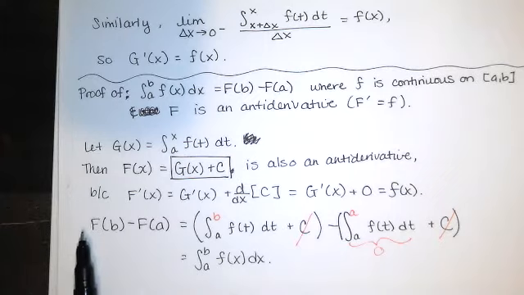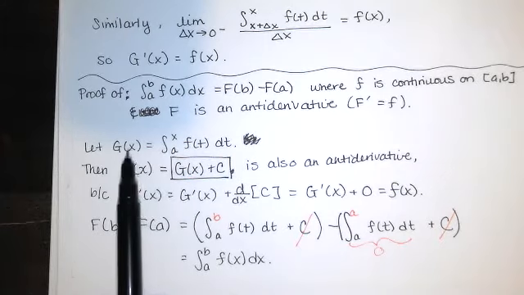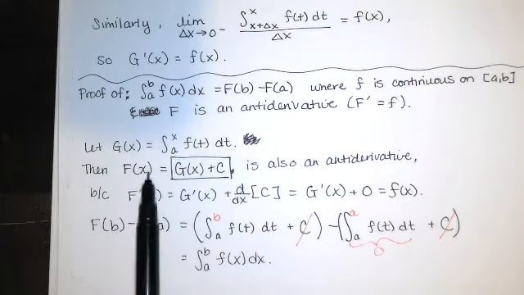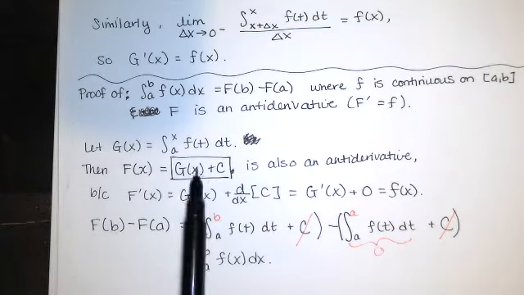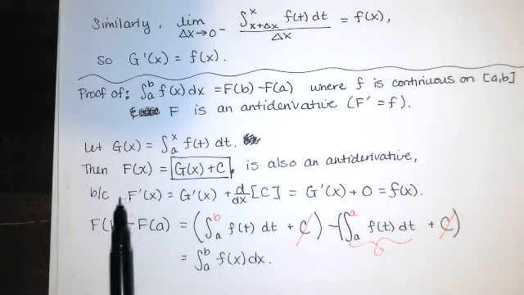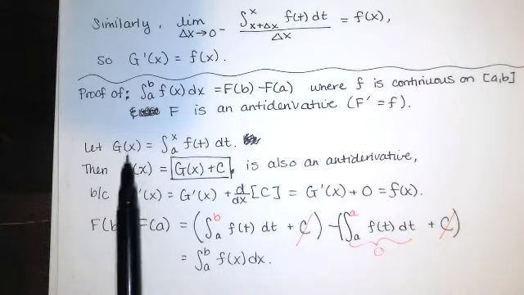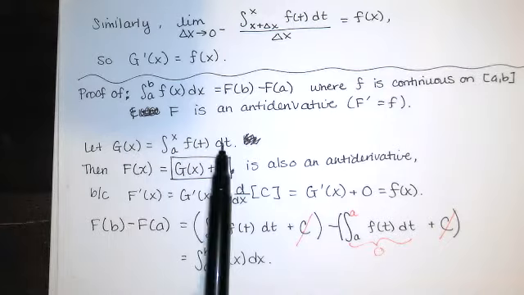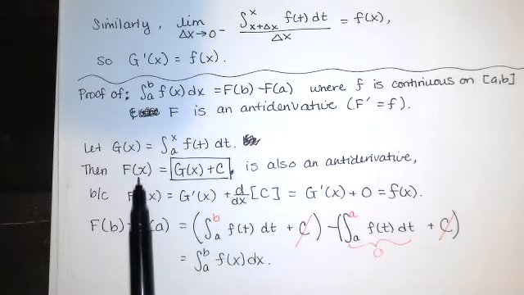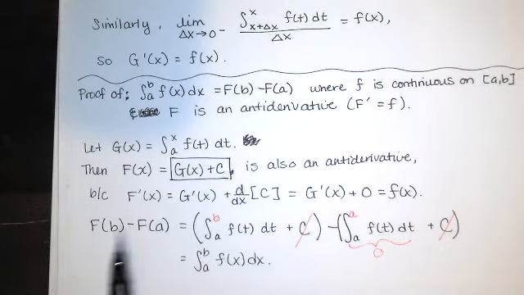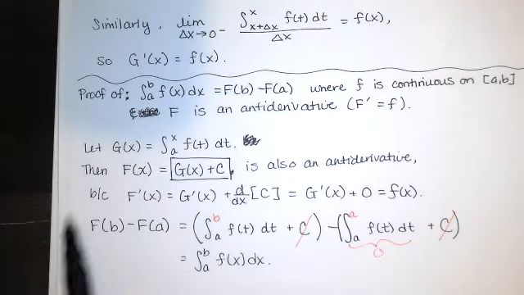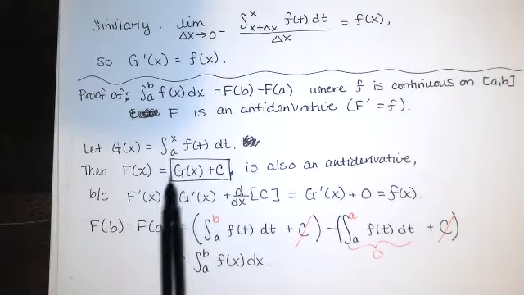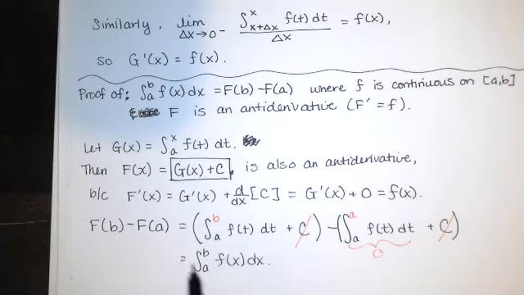So if g is equal to this, g is an antiderivative. And if g is an antiderivative, then f of x equals g plus c is an antiderivative. We can prove that by just taking the derivative. Then if we evaluate this antiderivative at b and a and subtract, we get this back. That's it.